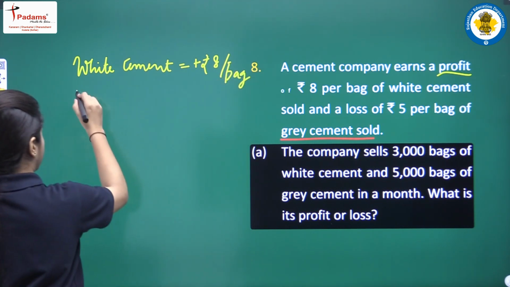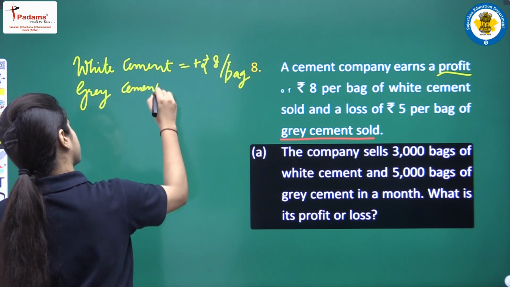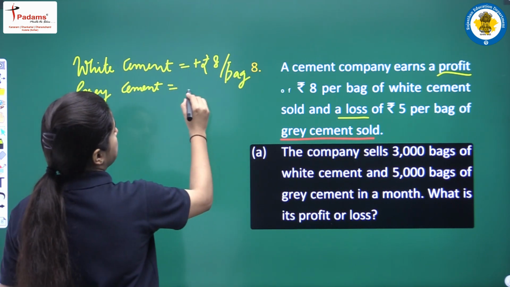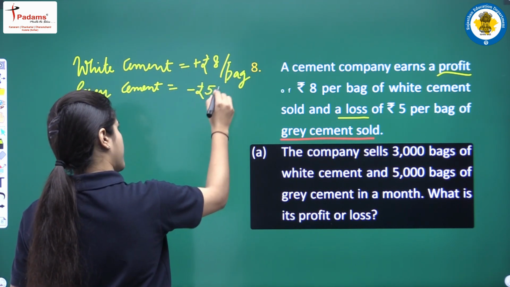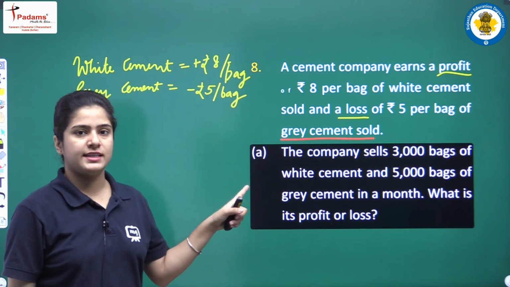Alright students, and for grey cement loss, right? So loss means minus ₹5 per bag. So now we'll find the first part.